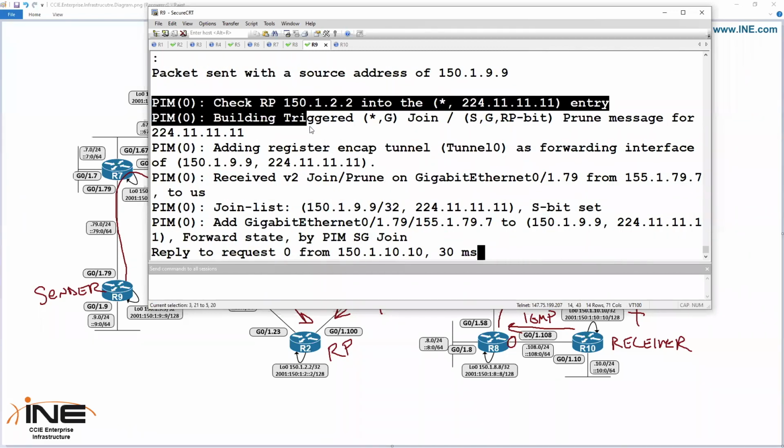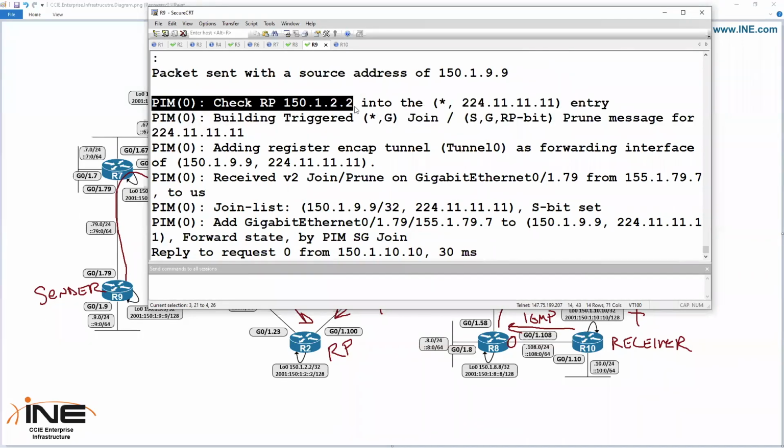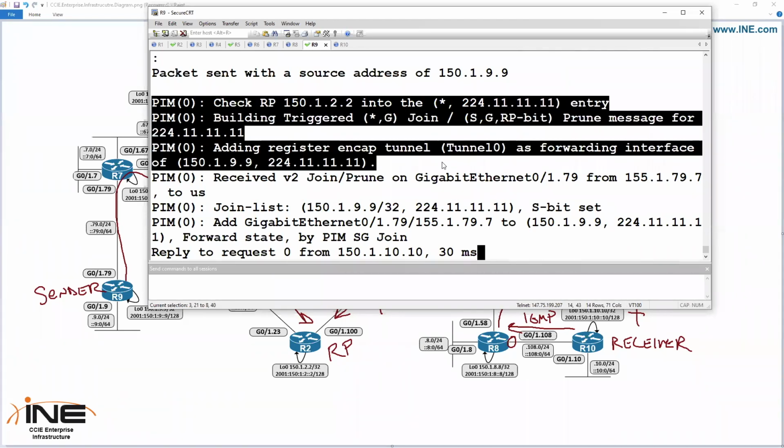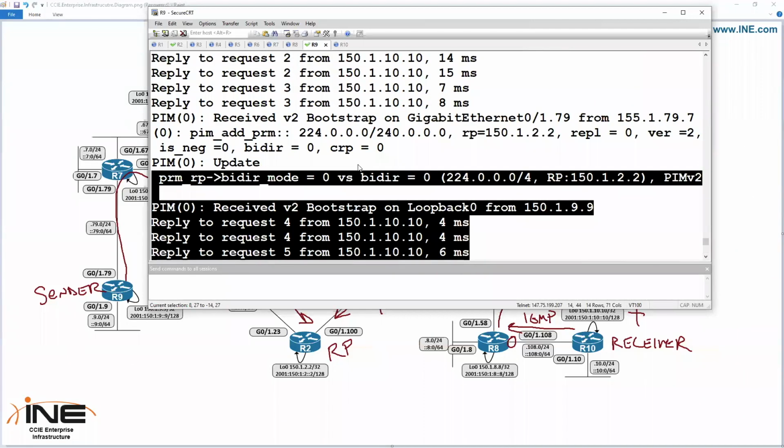Okay, the first thing that we should see happen is that it checks who is the rendezvous point. Okay, rendezvous point is 150.1.2.2 for this multicast group 224.11.11.11. So we're going to register with the rendezvous point. We're going to tell them we have a sender 150.1.9.9 that's sending to 224.11.11.11. Okay, if the rendezvous point accepts this, we should see the register stop message come back in from the rendezvous point, which is the acknowledgement.